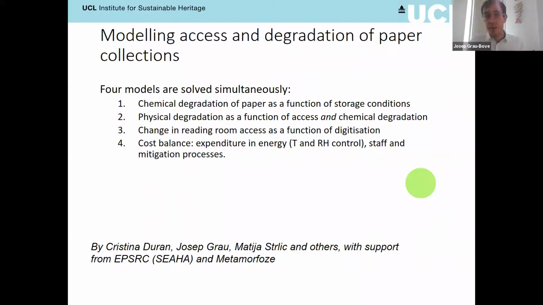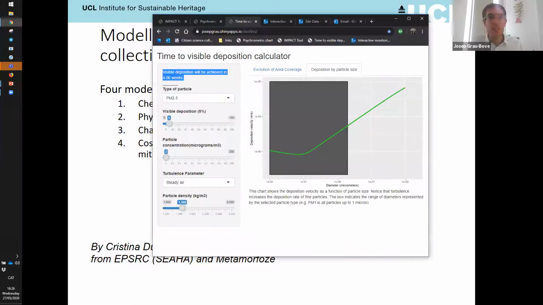Then model number 3 predicts the change in access to a reading room of an archive, so physical access, as a function of how much digitization you have done. And model number 4 makes a cost balance. So it estimates the costs of expenditure in energy, staff, mitigation, such as deacidification, or how much you invest in digitization. So four different models: chemical, physical, how access changes in the room, and cost balances. Now, let's see how this looks like, and I hope I can manage to make a successful demonstration.